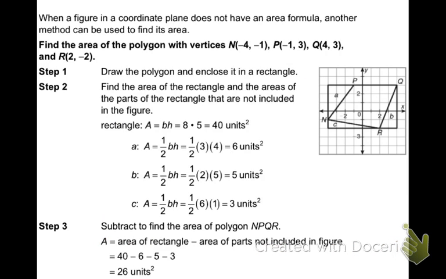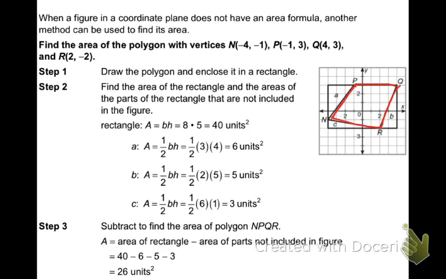All right, next thing we can do. Quiet. Next thing we can do. When a figure in the coordinate plane does not have an area formula, another method can be used to find its area. For example, find the area of the polygon with vertices -4, -1, -1, 3, 4, 3, and 2, -2. So if you look here, I have this irregular polygon in red. I'm outlining it.